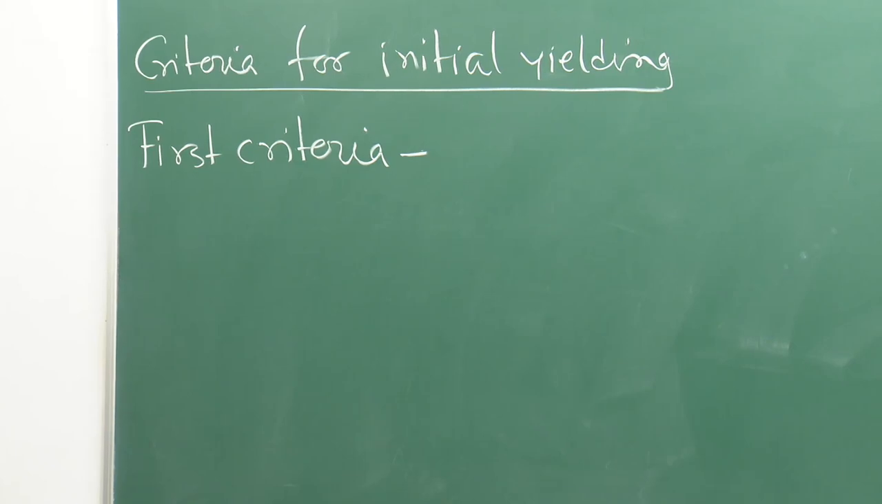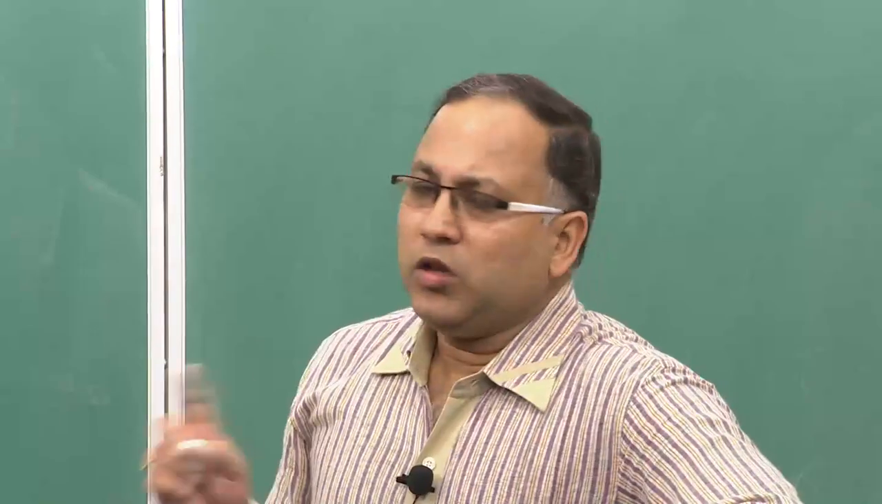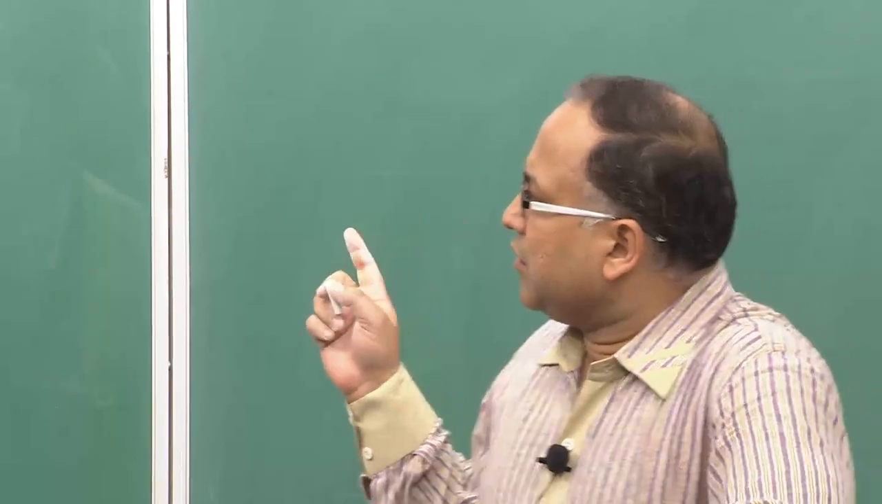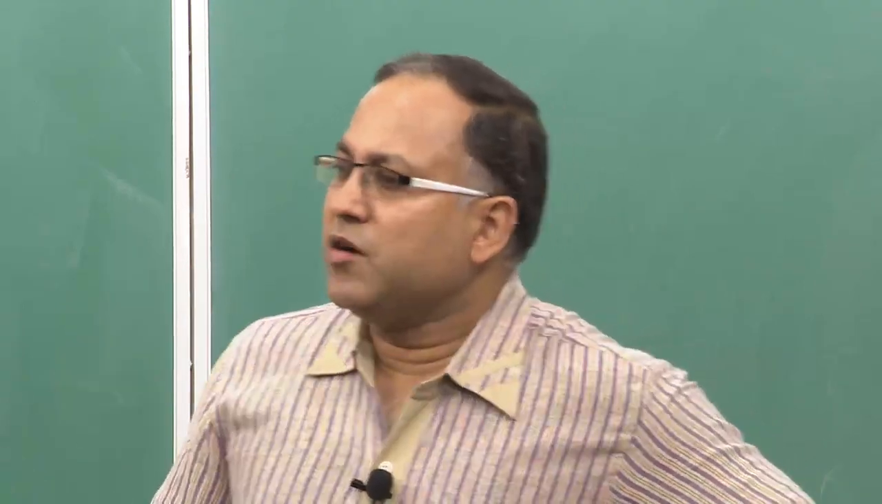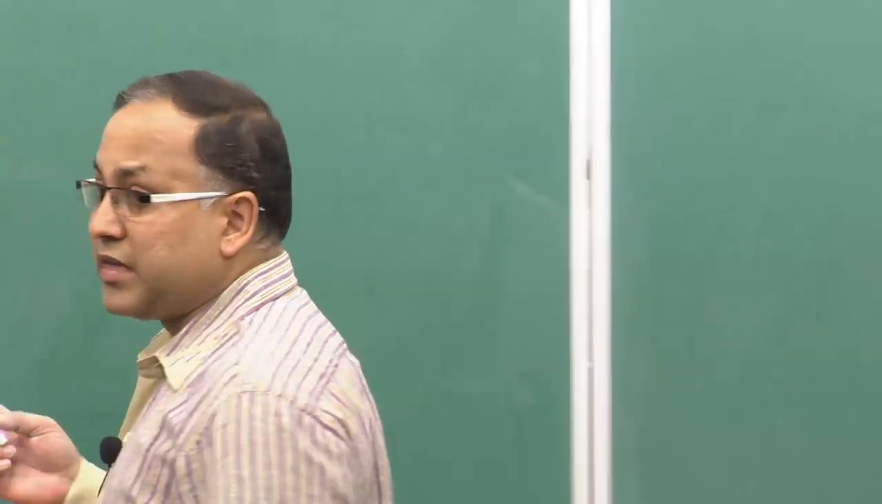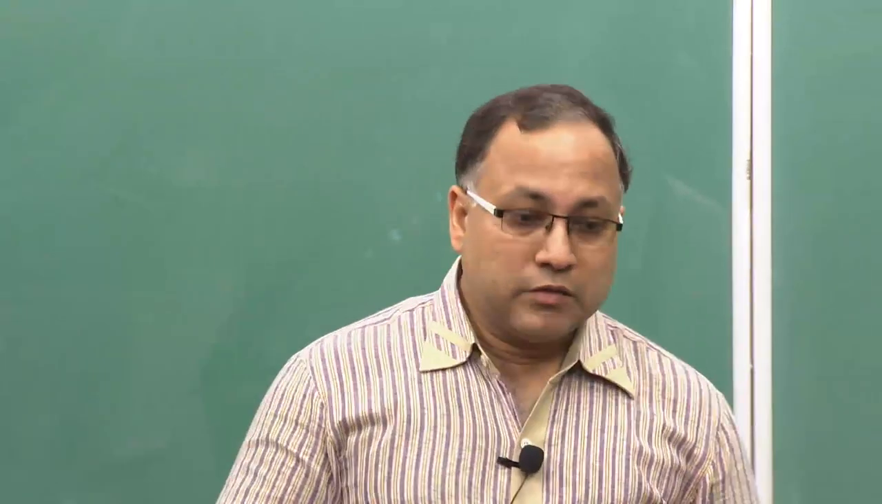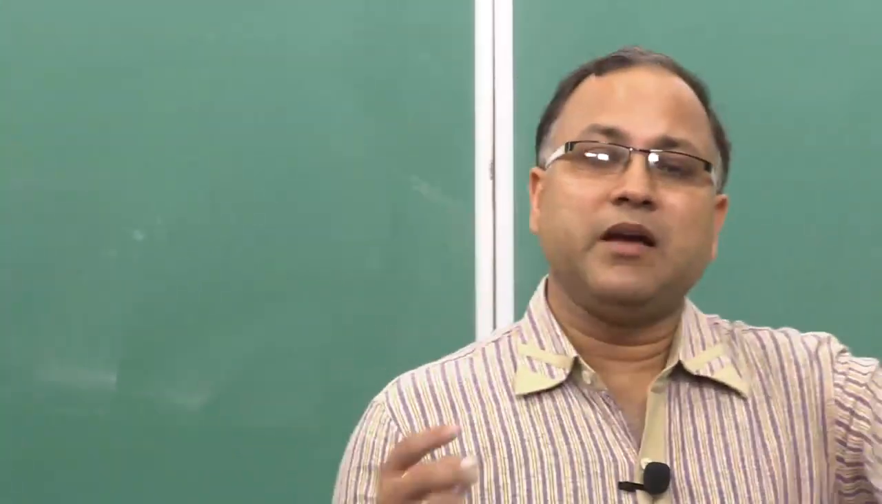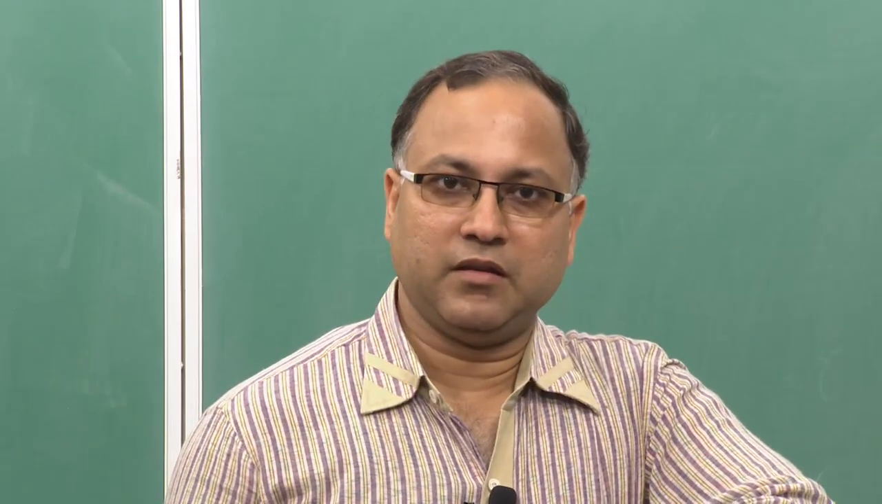So, we will be defining two criteria basically. This is the first criteria, and we will be defining the second criteria. Now, it is not necessary that all the materials, whatever you are seeing in the universe, will be following this first criteria, right. Some material will follow the first criteria, some material will follow the second criteria, and depending on that basically failure theory has been developed in the plasticity.